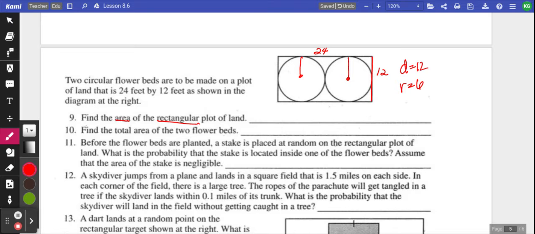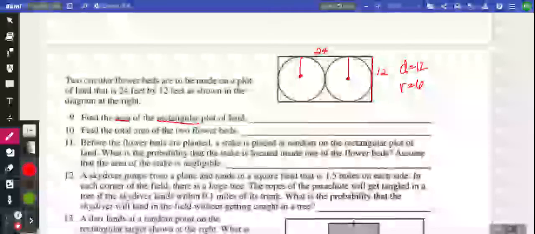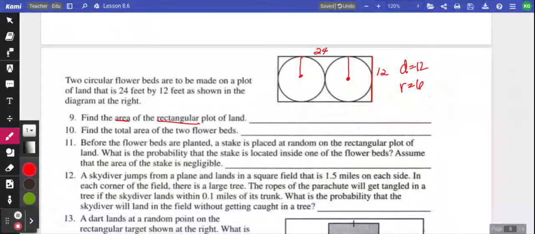Well, this goes back to the beginning of this chapter, where for a rectangle, we just do length times width. So I'm going to do 24 times 12, which is 288 feet squared. Find the area of the 2 flower beds. So I have 2 circles. So I'm going to do 2, and my circle formula is pi times radius squared. So pi times 6 squared. 226.2 feet squared.